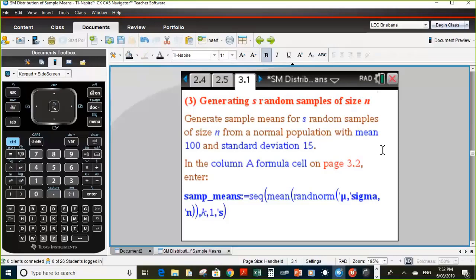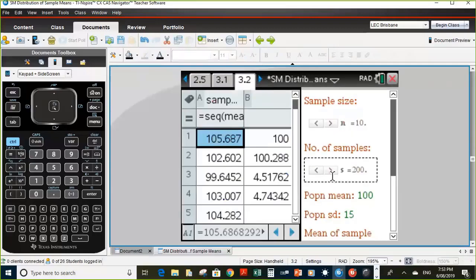Now this is quite a complicated cell formula. It's best read from inside to out. So again, we've got randNorm(mu, sigma, n). We're calculating the mean, so we've got sample means, and we're expressing those as a sequence. The sequence has to have a variable associated with it, so I've called it k, and basically this sequence goes from 1 to s. So in other words, s is the number of random samples. If we go to the next page, you can see there that s is 200.